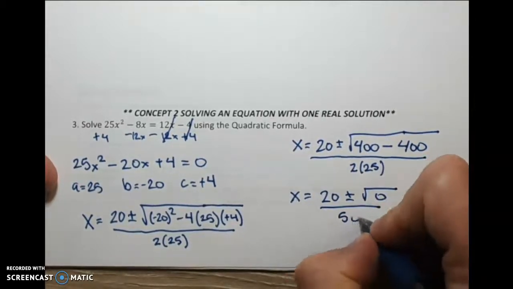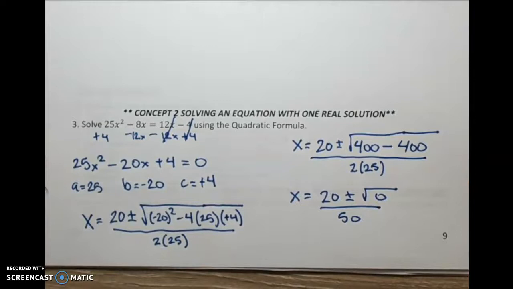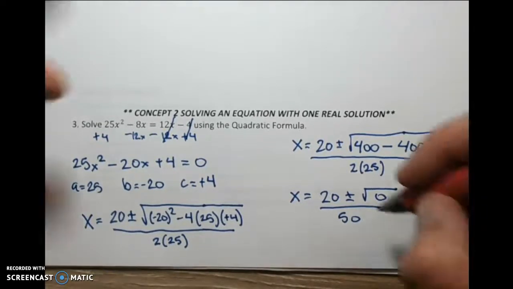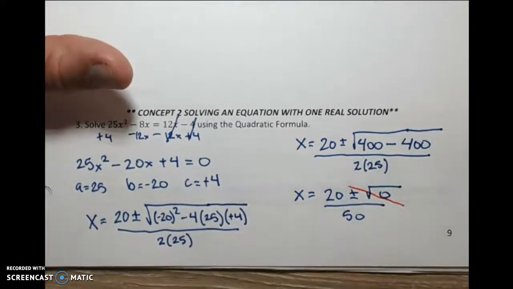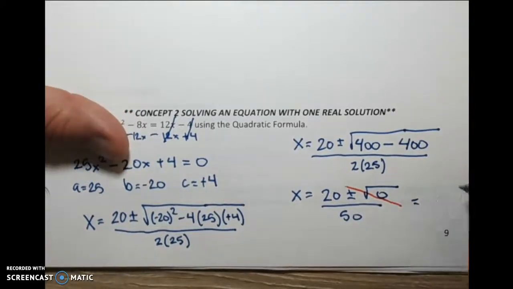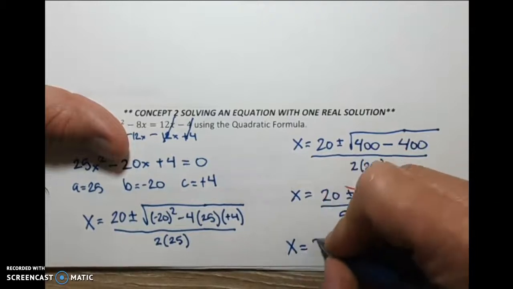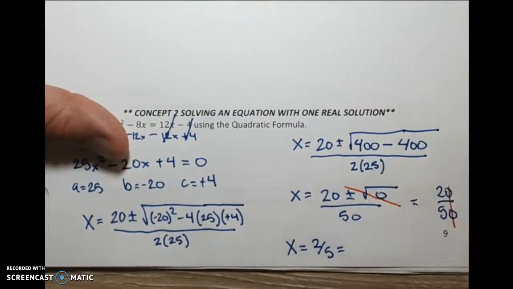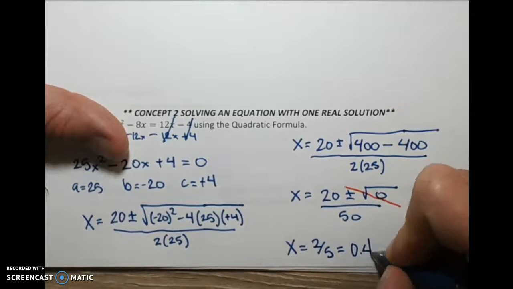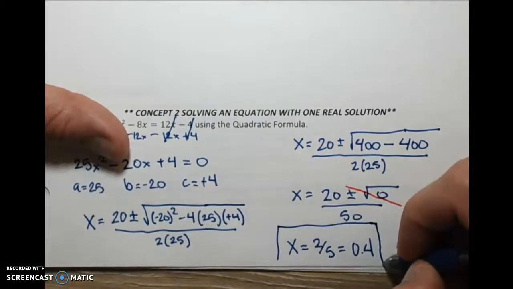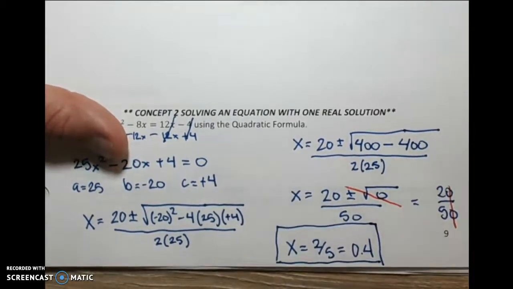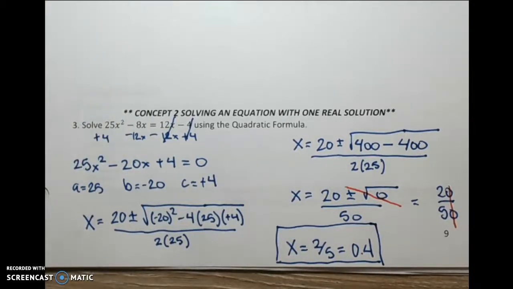And what's the square root of 0, guys? Just 0, right? So I can just cross that out. And this is really just 20 divided by 50. And cross out that 0. And what's my answer? x equals 2/5. Or if you wanted, 0.4 is fine. Either way. And voila. We have our answer. Sorry about the screw up there.